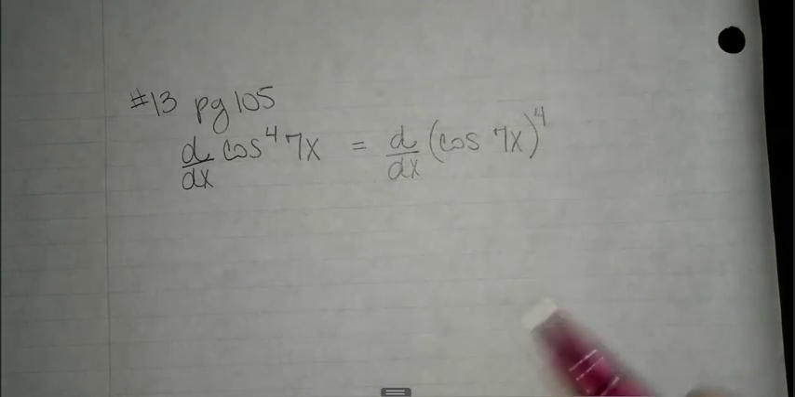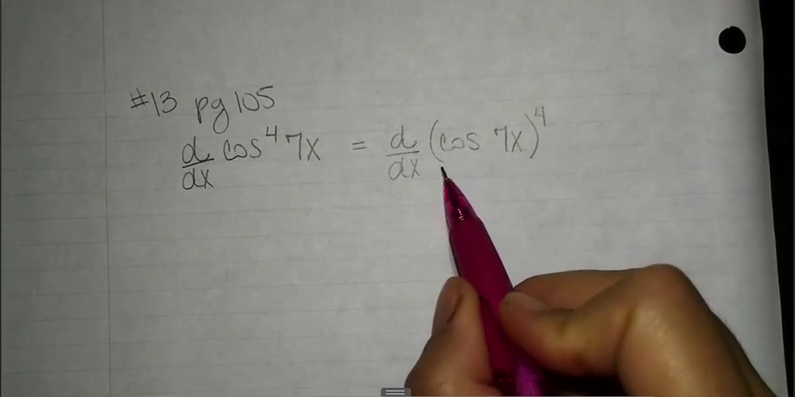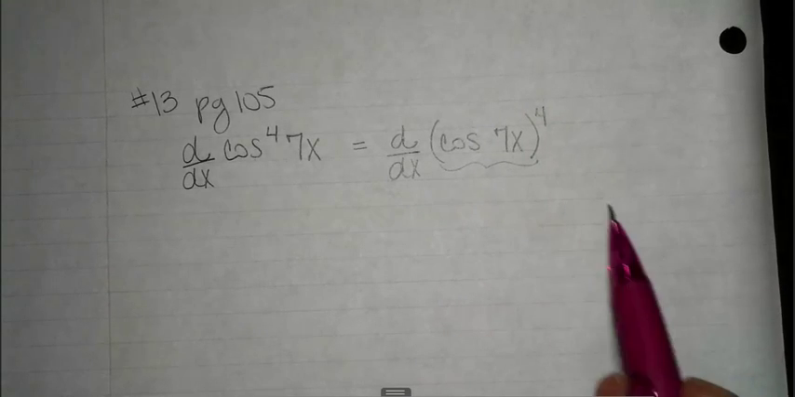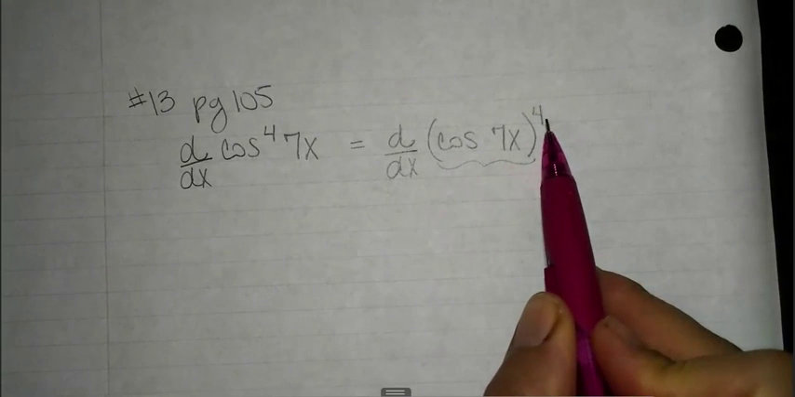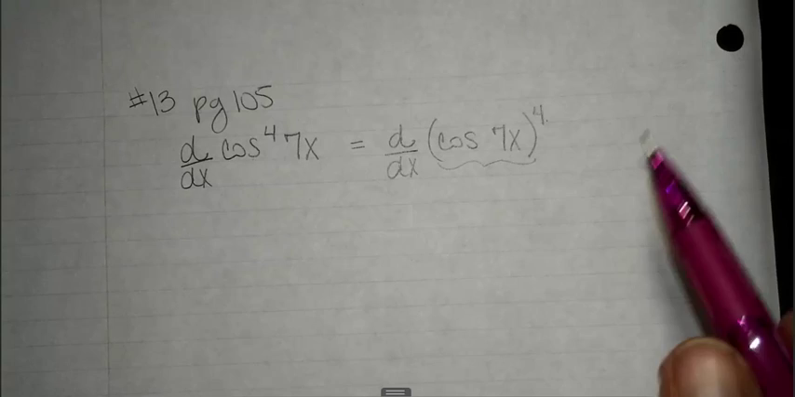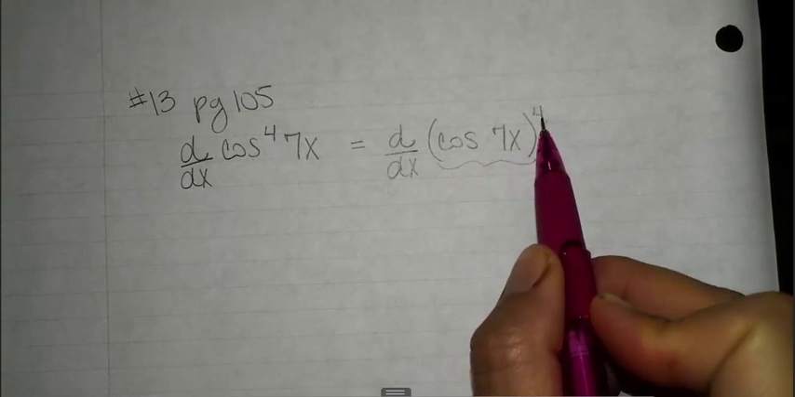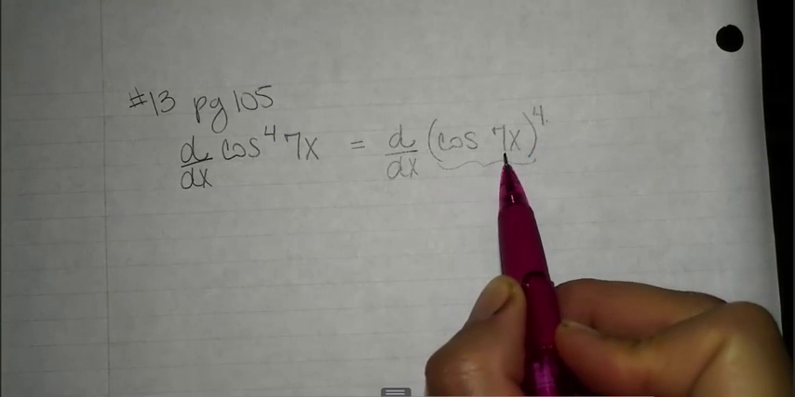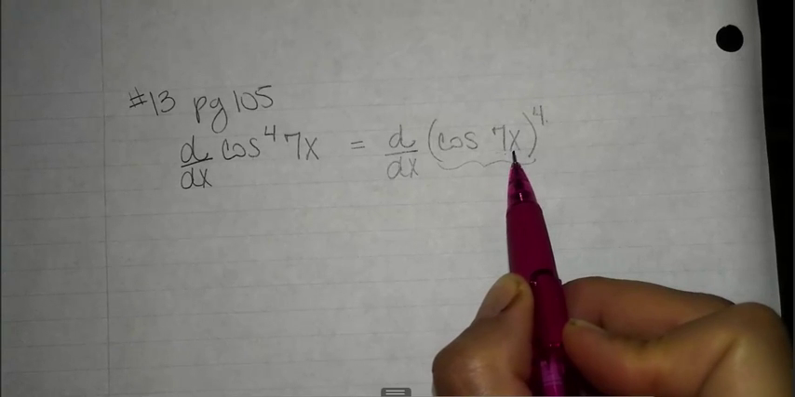Okay, so now this allows me to think about, hey, what's my inside function and what's my outside function? And actually here we have a couple of inside functions, because really my outside function, this is my entire outside function. It's something raised to the 4th power. Okay, and then inside that something raised to the 4th power, it's a cosine function, and inside that is 7x.